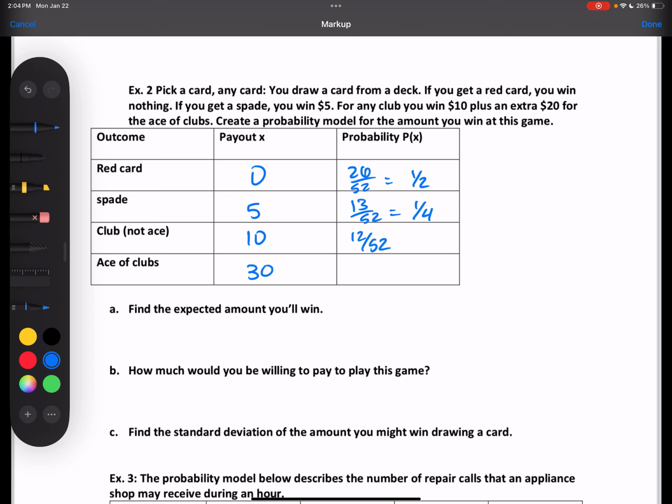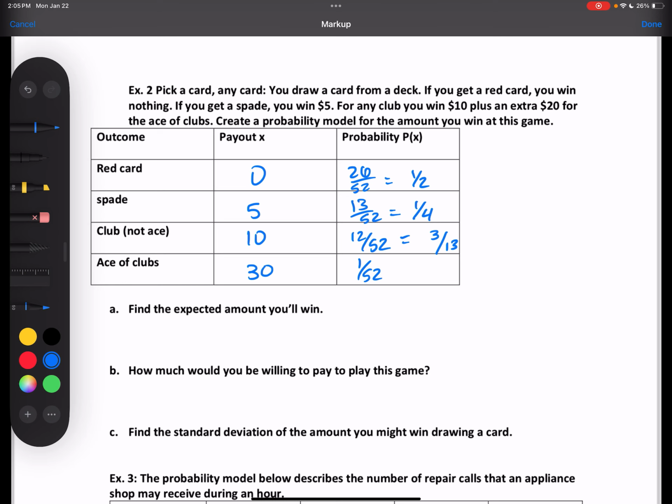Can we reduce that? Like 4 out of 13. Wait, 3 out of 13. Ace of clubs, 1 out of 52. You gotta make sure it adds up. Cannot reduce that.